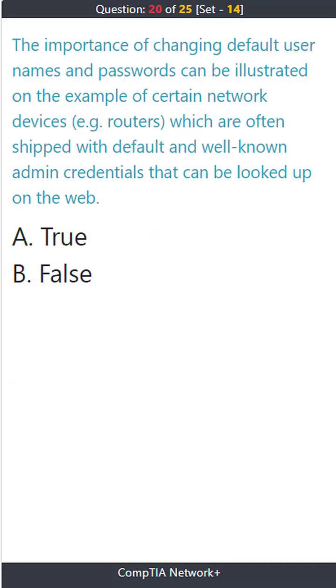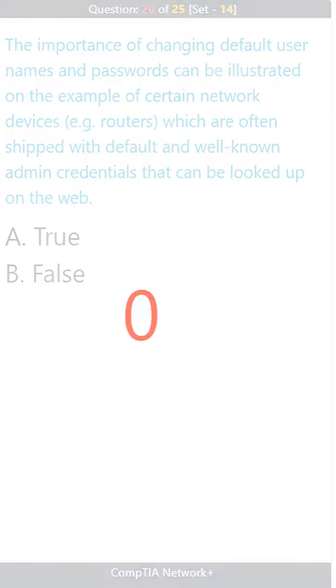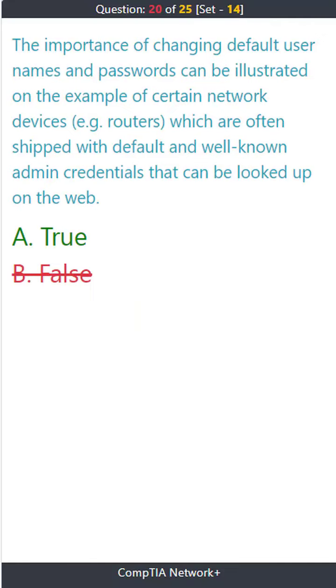Question 20. The importance of changing default usernames and passwords can be illustrated on the example of certain network devices, e.g. routers, which are often shipped with default and well-known admin credentials that can be looked up on the web. A. True. B. False. The correct answer is A, True.